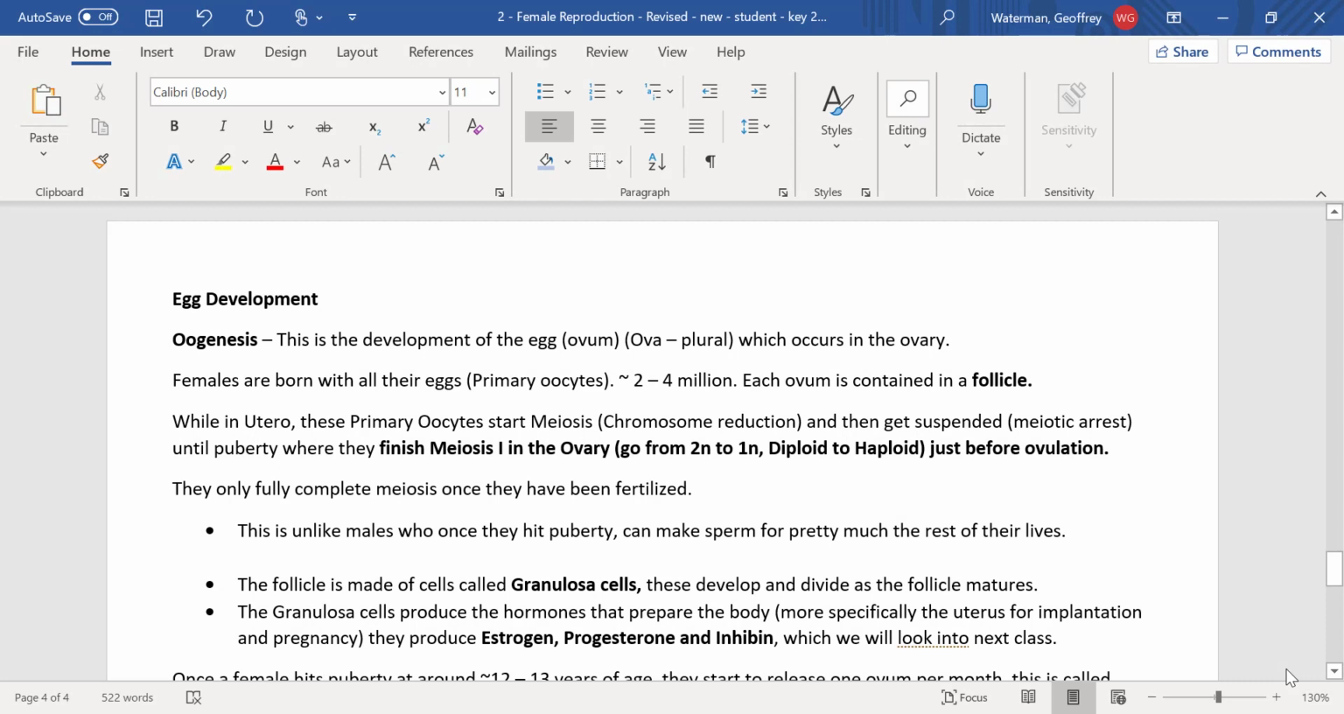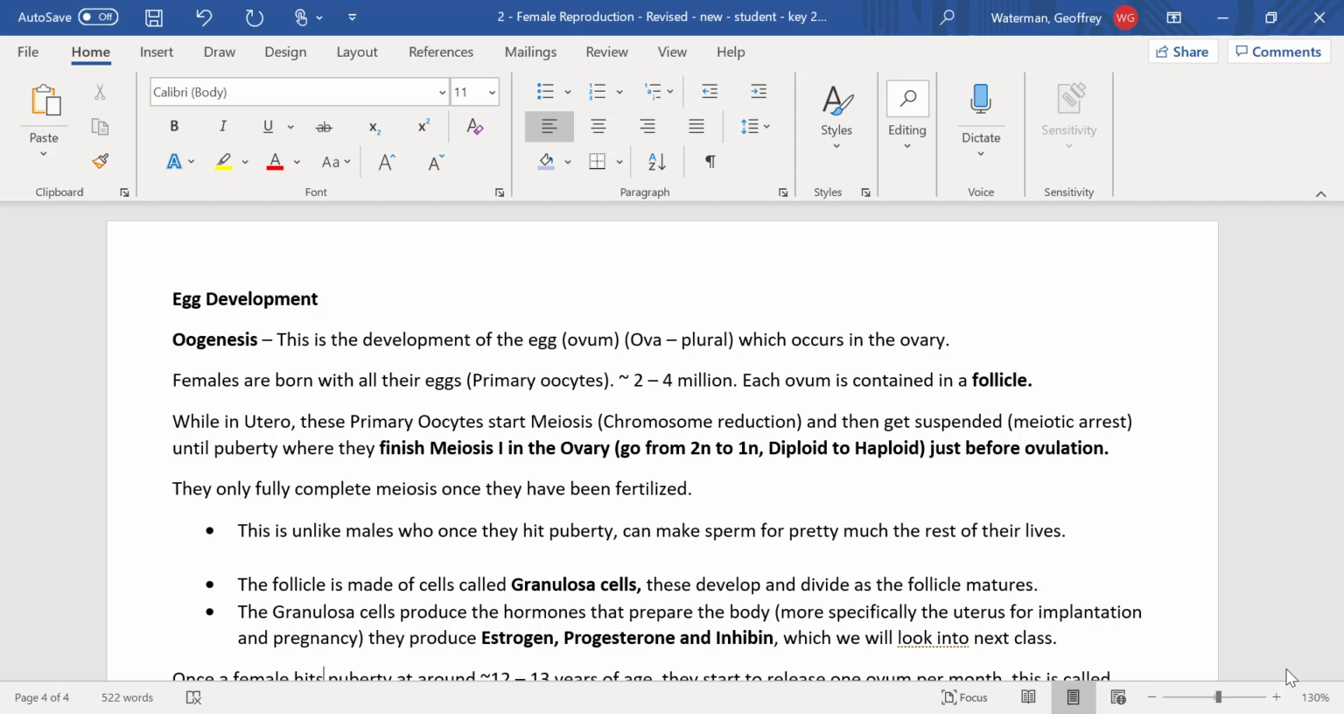All right, so the last part we just did, we went through the different structural features of the female reproductive system. Now we're going to move on to egg development. Oogenesis is the development of an egg or ovum, and ova for plural, which occurs in the ovary. So if you go back up and look at the female reproductive system, you've got two ovaries on either side. And oogenesis is very similar to spermatogenesis of the males, except there's a few differences, and we're going to go over those right now.